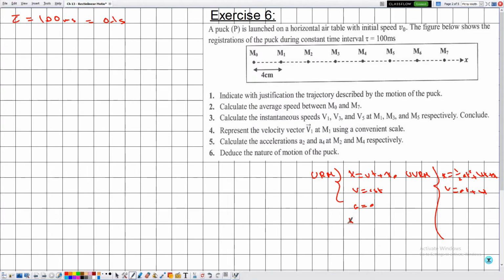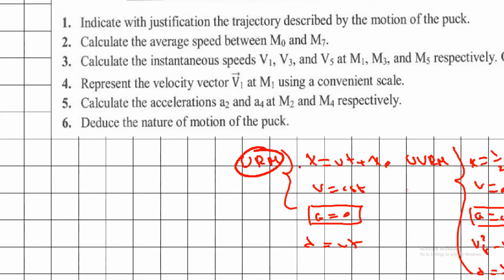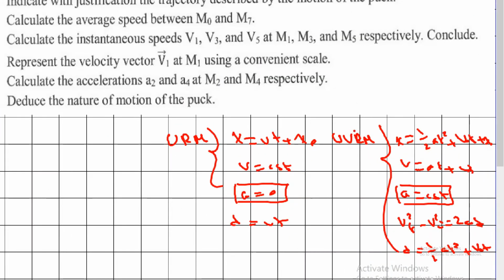Here we have that d is equal to vt. We have that a is equal to a constant. V square final minus v square initial is equal to 2ad. And we have that d is equal to half at squared plus v0t. Among all of these equations, in the case of the registration of the puck, we are only interested in this one and in this one. Whenever the acceleration is 0, the type of motion is URM, and whenever the acceleration is constant, it means it's a uniformly varied motion.